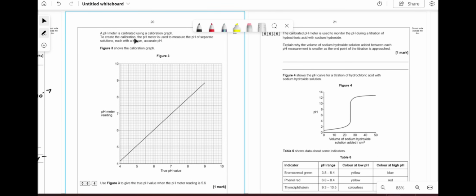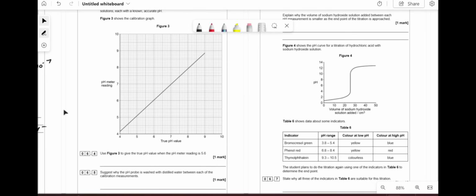A pH meter is calibrated using a calibration graph. To create the calibration, the pH meter is used to measure the pH of separate solutions, each with a known accurate pH. Figure 3 shows the calibration graph. Use figure 3 to give the true pH value when the pH meter reading is 5.6. So it'll be there. Let's read across. So that's 5.5, 5.55. A line isn't perfect. It's kind of like there.